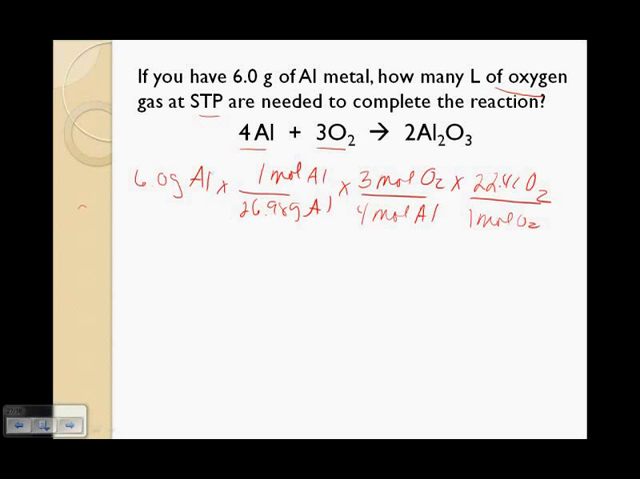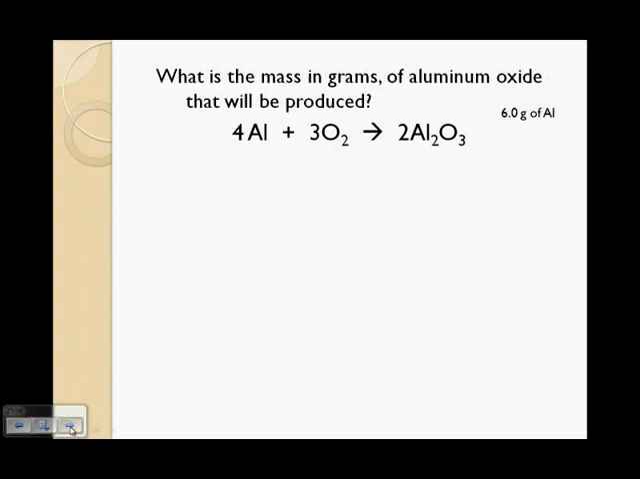Okay, so if I set this up right, I got grams of aluminum, moles of aluminum cancel, moles of oxygen cancel, leaves me with liters of oxygen. If I multiply all this out, I will get 3.7 liters of oxygen. Okay. Alright, the second question is, what is the mass in grams of aluminum oxide that will be produced? So I'm going to do the same thing.